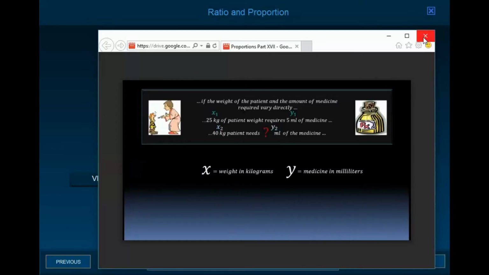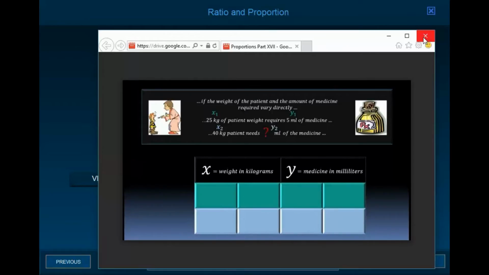Let's organize our information into a table. At a first point in time, if x has the value 25 kilograms, then y has the value 5 milliliters. At a second point in time, if x has the value 40 kilograms, we want to figure out what the y value is at that point in time.